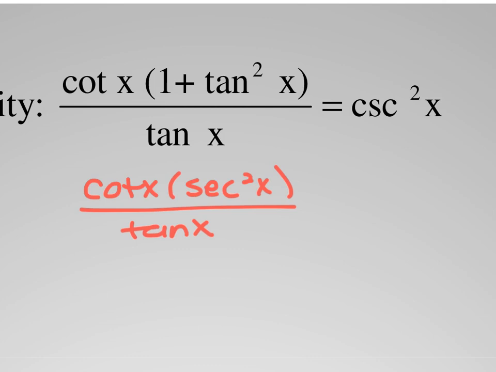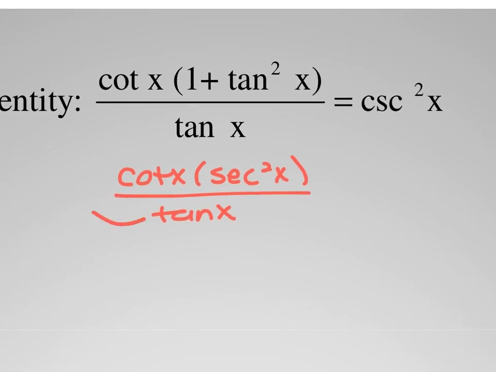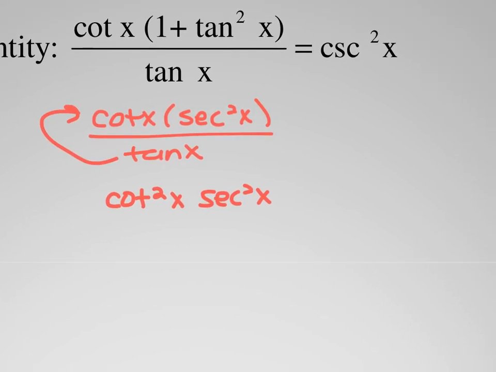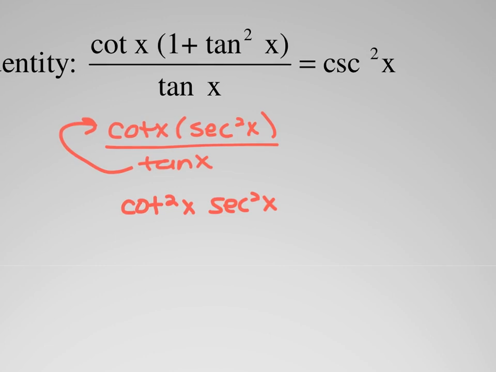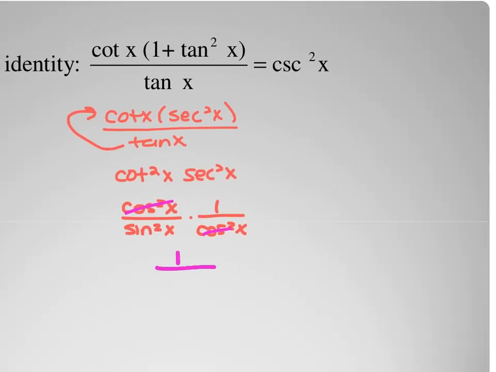Now what? What happens if I bring tangent to the top? Becomes cotangent. So I have cotangent squared x times secant squared x. What is cotangent? Good. Cosine squared x over sine squared x times secant, 1 over cosine squared x. Cosines cancel. I get 1 over sine squared x, which is cosecant squared x.